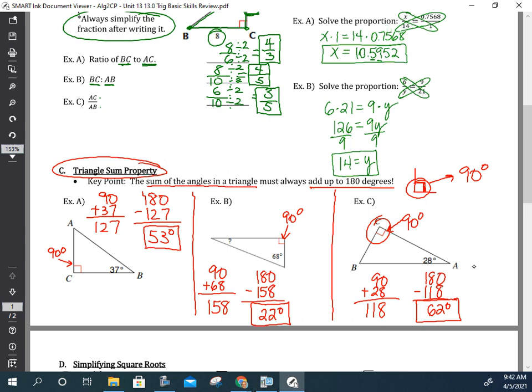So that's how you work through finding a missing angle. So again, there's a reason why these are listed as basic skills. So they're basic concepts that go with trig. Any questions, parts A, B, or C before we move on?